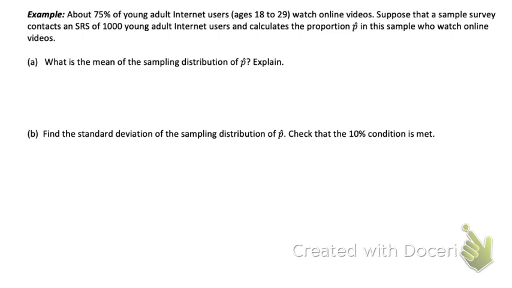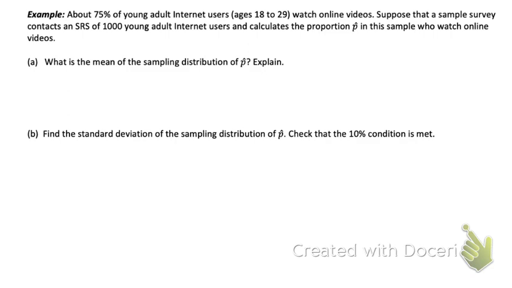All righty. About 75% of young adult internet users age 18 to 29 watch online videos. Suppose that a sample survey contacts an SRS of 1,000 young adult internet users and calculates the proportion p-hat in the sample that also watch online videos. Now, what should it be? When I take 1,000 people out of the population, what percent should be watching online videos? It should be 75%, because the population value is 75%.